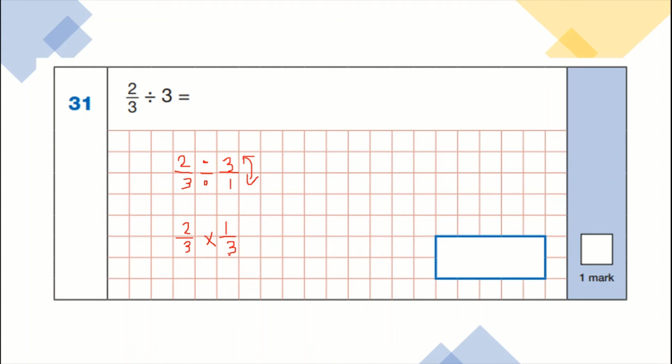Now just as a normal multiplication, we do it. 2 times 1 is 2, 3 times 3 is 9. So the answer is 2 over 9ths.